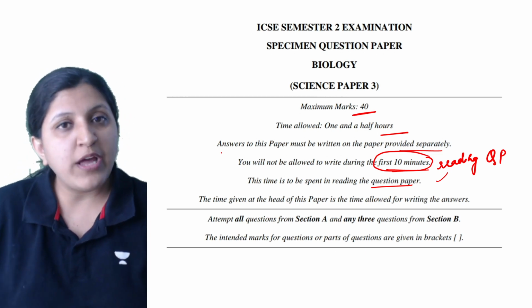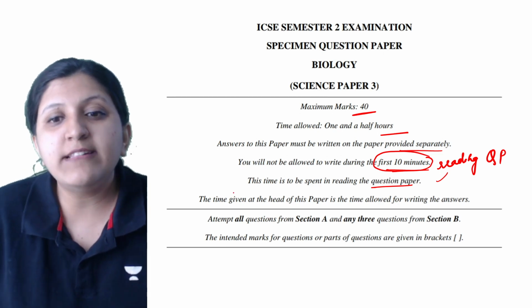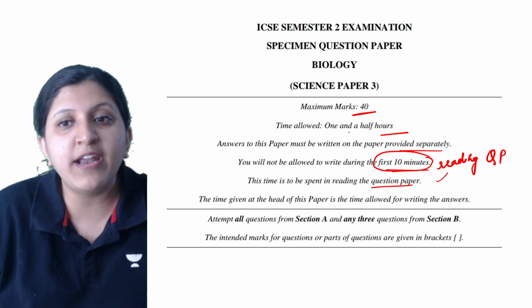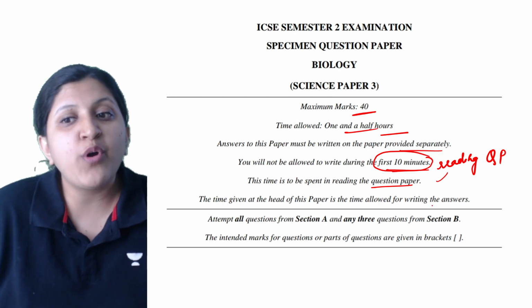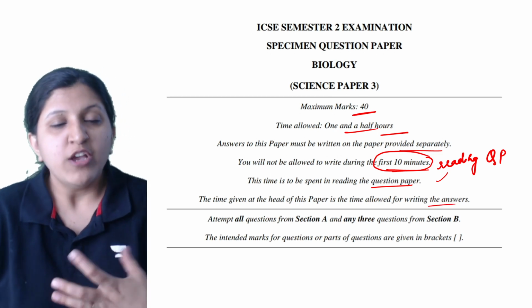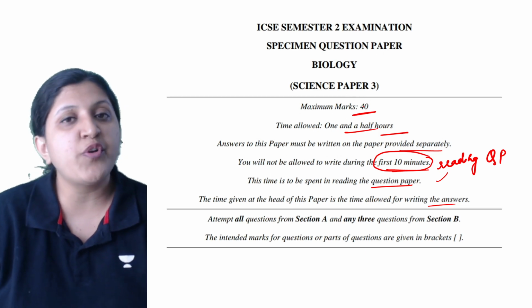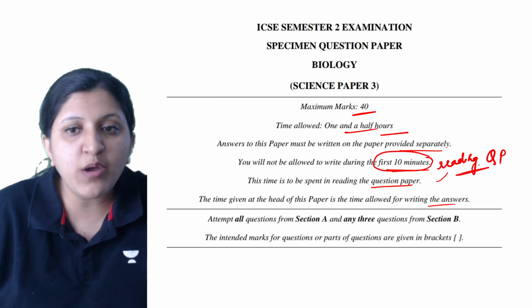The one which you are confident about, go for answering that first. The time given at the head of this paper, that is 1.5 hours, is the time allotted for writing the answers. So 1.5 hours is given for writing the answers for 40 marks. The early 10 minutes they give is for reading your question paper.